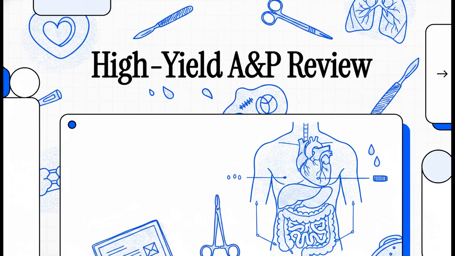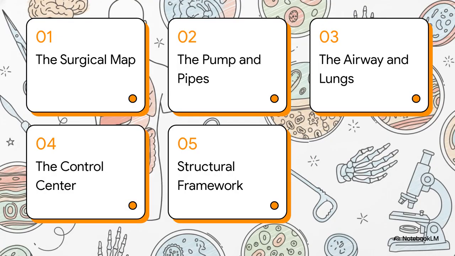We're going to take that dry textbook anatomy and connect it straight to the surgical field. We're giving you a high-yield, surgically focused review that you can take right into exam day and honestly, into every single case you scrub. Here's the game plan. We've got 5 key stops on our map today: the surgical map, the pump and pipes, the airway and lungs, the control center, and finally, the structural framework. And I promise you, we're filtering every single physiological concept through a strict, no-nonsense surgical lens.